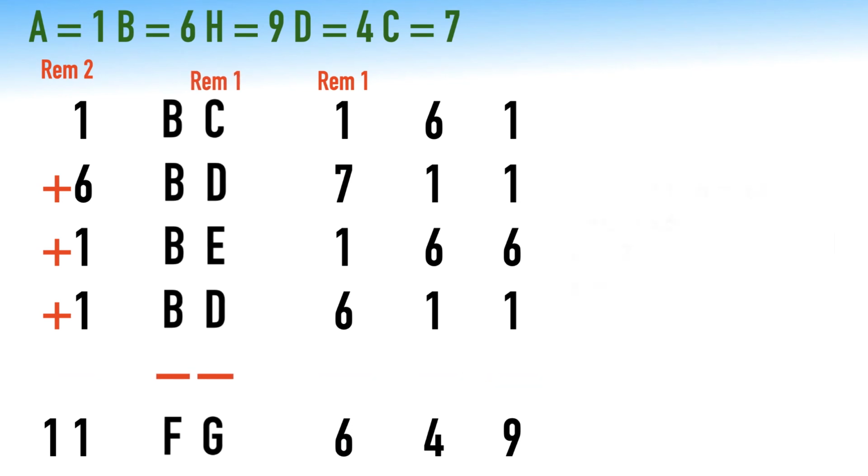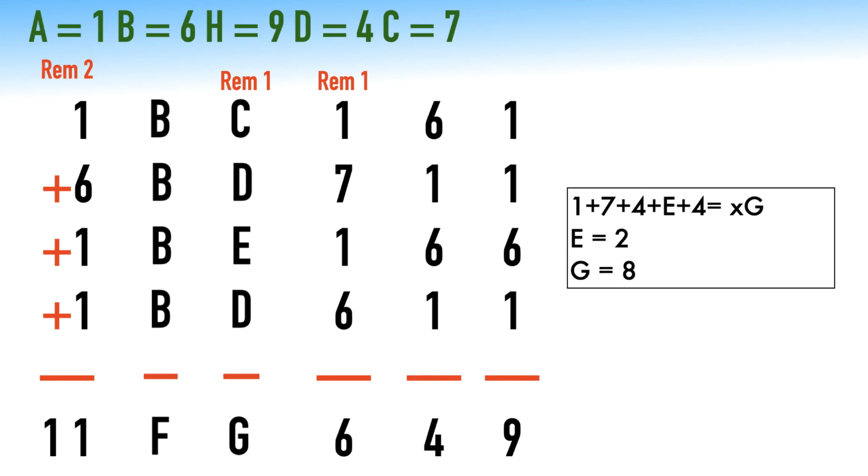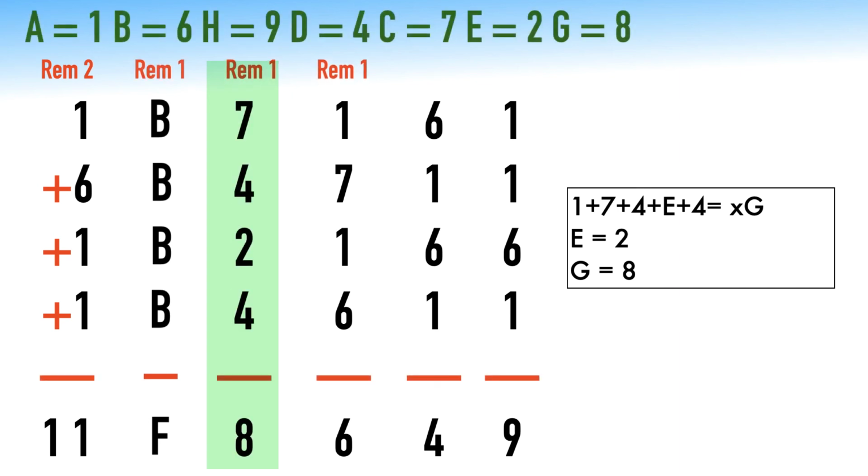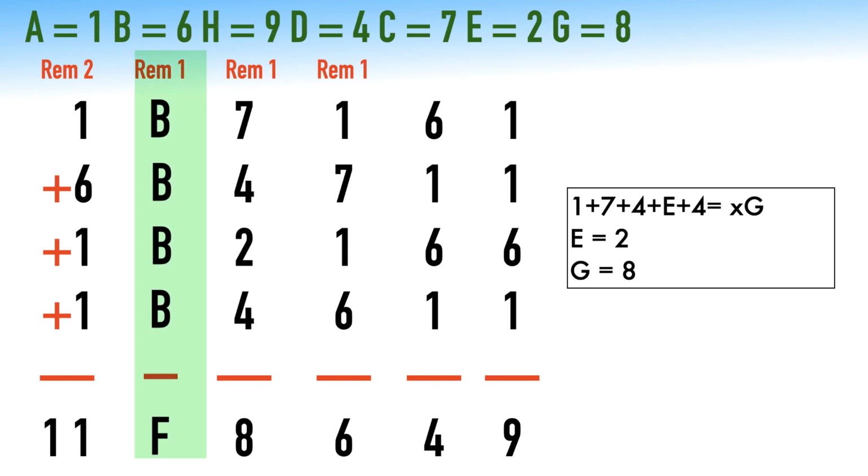Now we have the value of A, the value of B and the value of C. Now apply the values of A, B, C for the next column. Now the expression becomes 1 plus 7 plus 4 plus E plus 4 equals XG. There are multiple digits which satisfy the value of E. Let's consider the least number which satisfies the expression. The least number would be 2. The sum will be 18. Thus the value of G is 8 and the remainder will be 1. Now after substituting the value of B in the next column, the value of F will be 5.